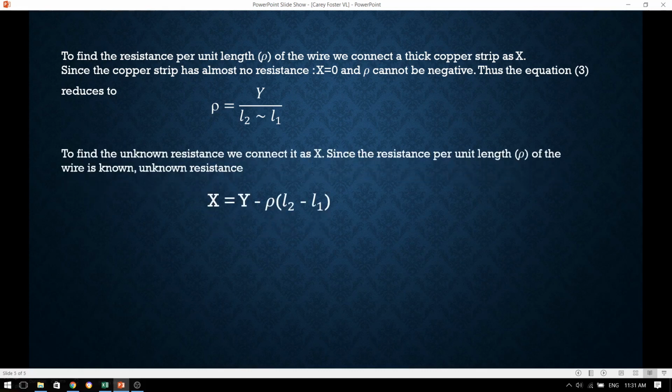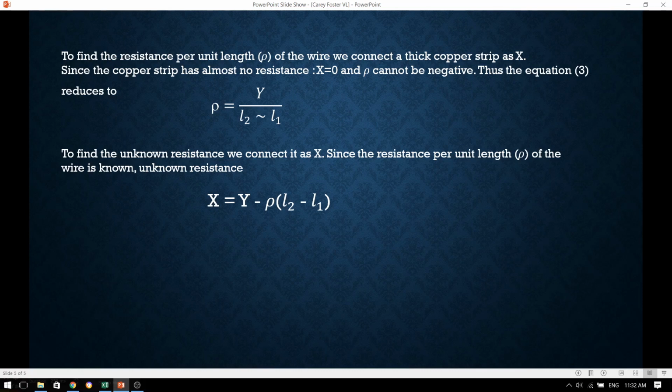Once we have determined the resistance per unit length of the meter bridge, which is rho, we can remove the copper strip and put the unknown resistance X in the circuit. In this scenario, since rho is already known, using our equation number 3, we can easily get X is equal to y minus rho into L2 minus L1.